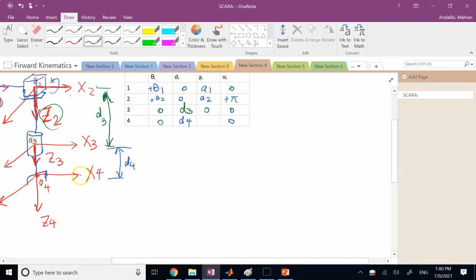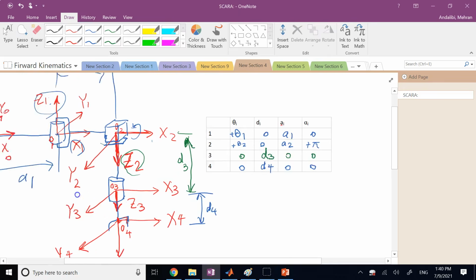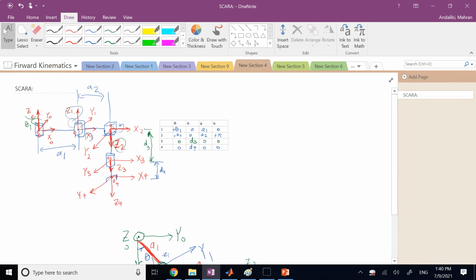And do you need to move along the direction of X4 to make it happen? No, Z. Now, is that all correct? The answer is no, it's not. There is one thing we missed. What was it? Yes, you are right, theta 4.